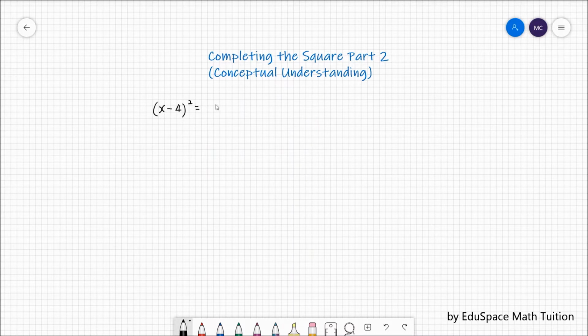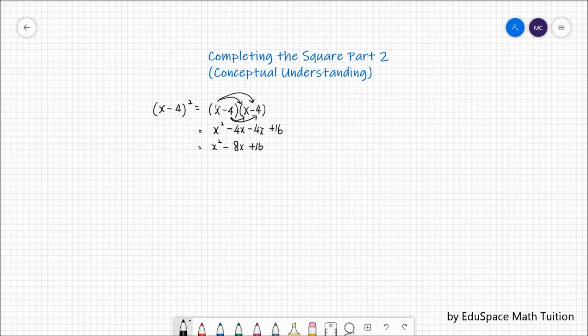What is the meaning of x minus 4 squared? If you want to do the expansion, we write this as x minus 4 times x minus 4. If you do it by expansion, you will get x times x, which is x squared. X times negative 4 gives negative 4x. Negative 4 times x gives negative 4x. Negative 4 times negative 4 gives positive 16. So if you rearrange, you will get x squared minus 8x plus 16.